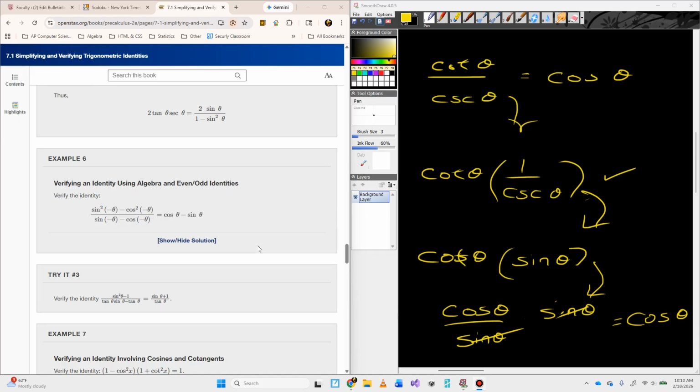Here's another one. Verify that this identity, sine squared negative theta minus cosine squared negative theta, divided by sine negative theta minus cosine negative theta, is going to be equal to cosine theta minus sine theta. Excuse me. Let's look at this for just a second. We can recognize, and I could do some work over here before we even look at the solution.